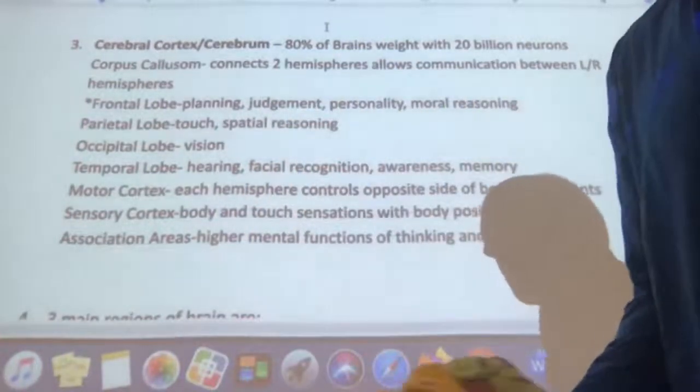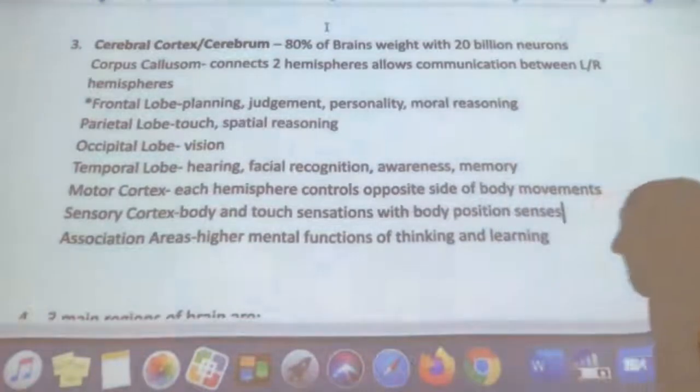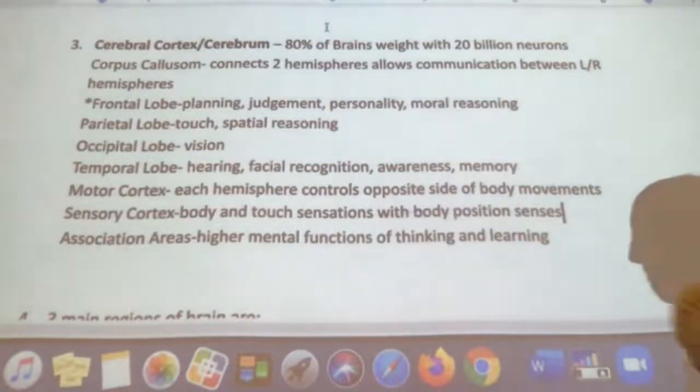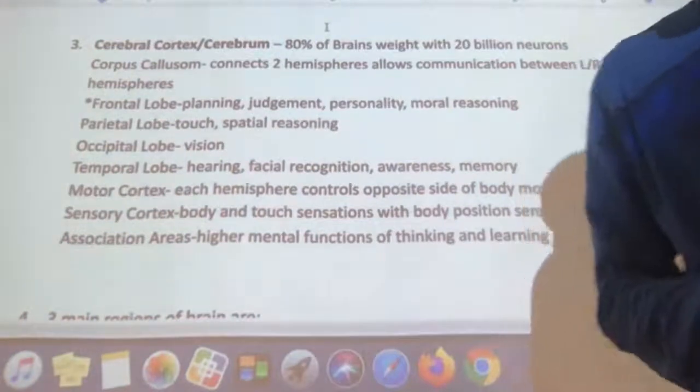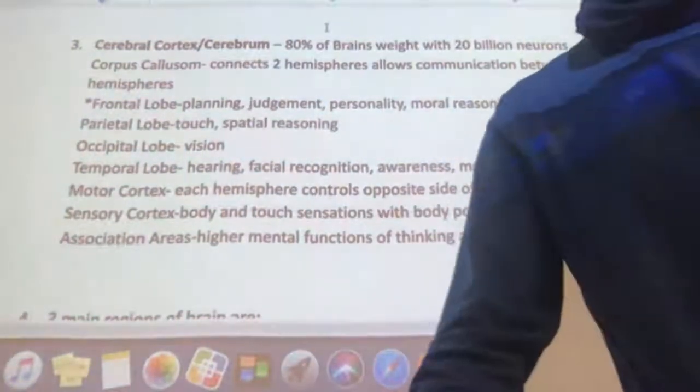Okay, so there we have all those of the cerebral cortex and the cerebrum. So that's your biggest part, okay, because it includes all your lobes and all your cortexes, okay?